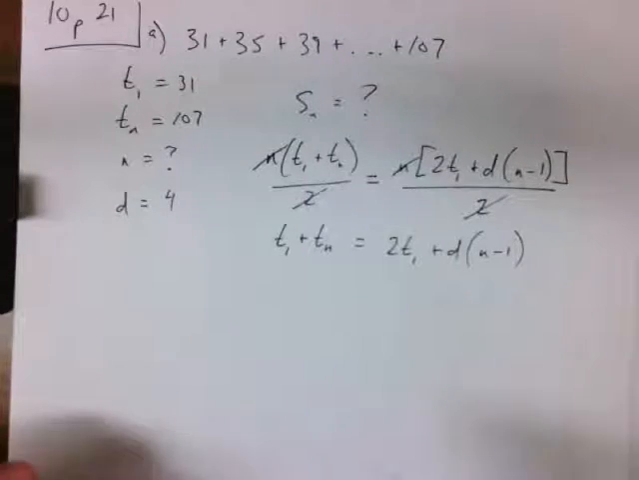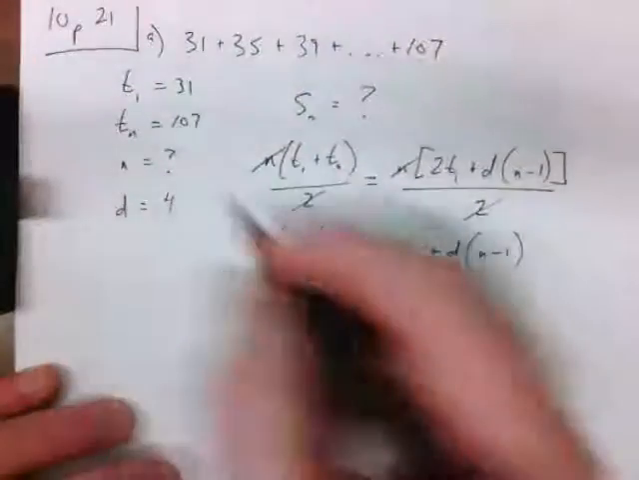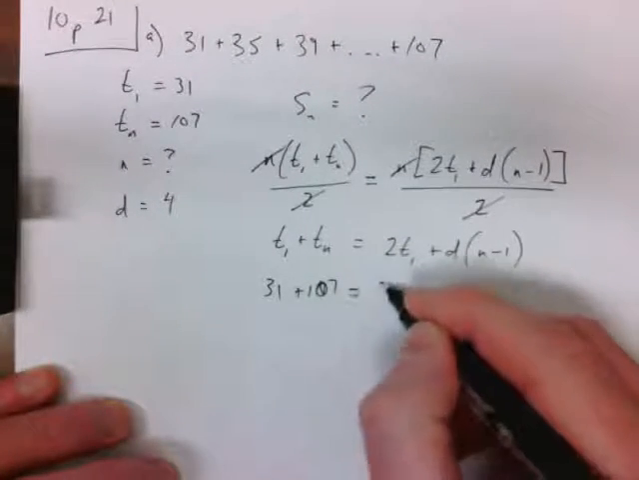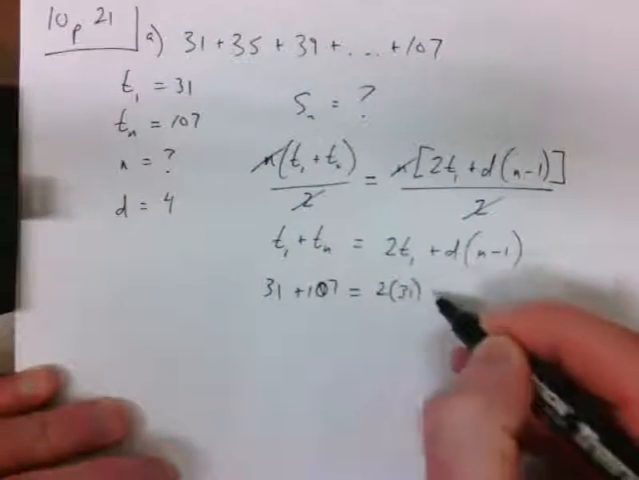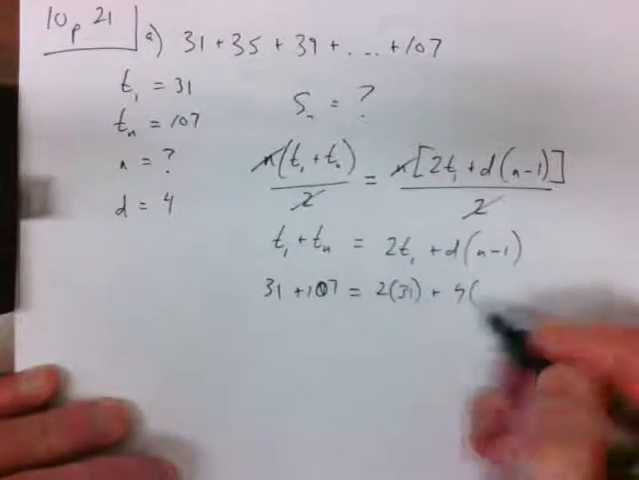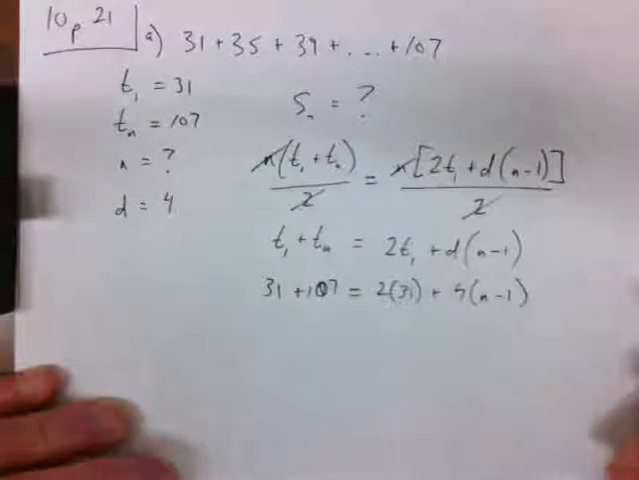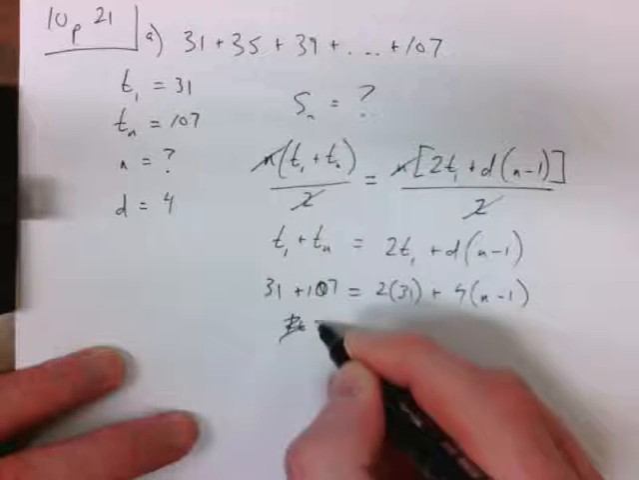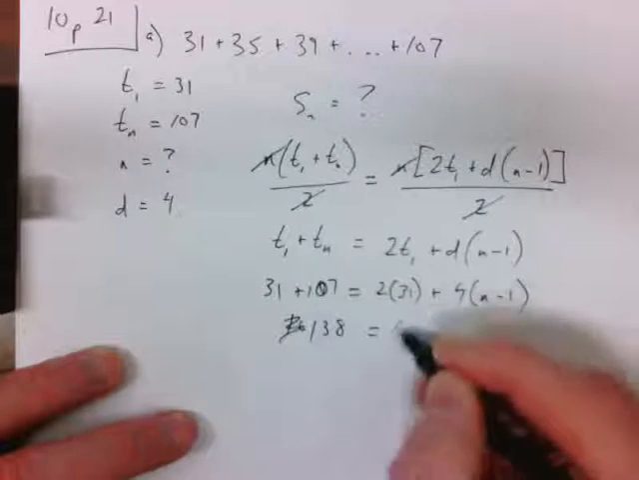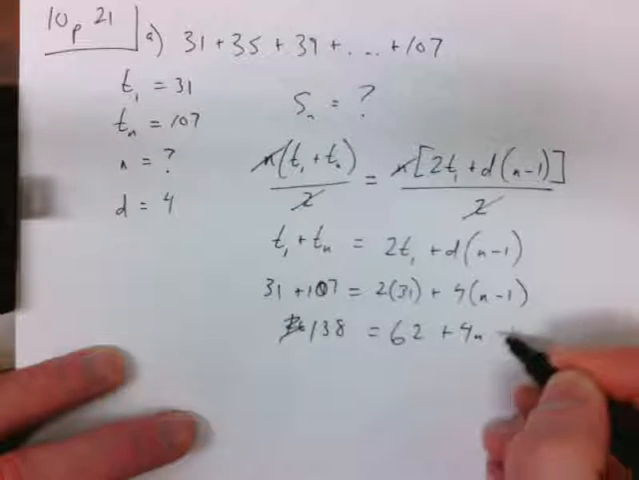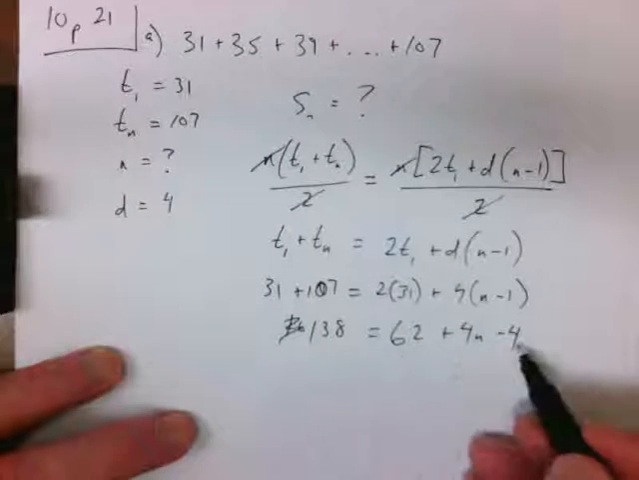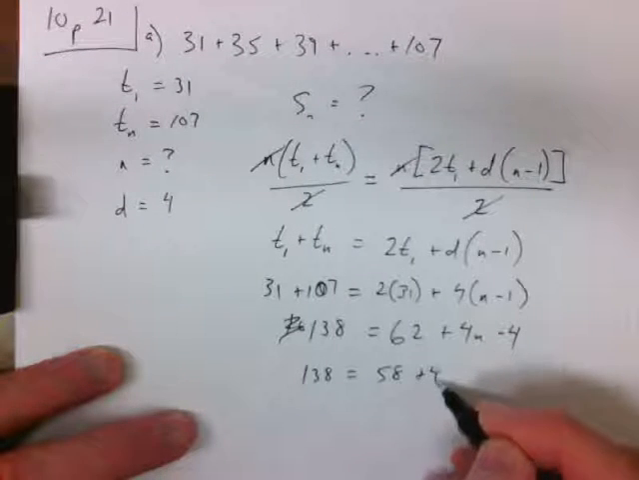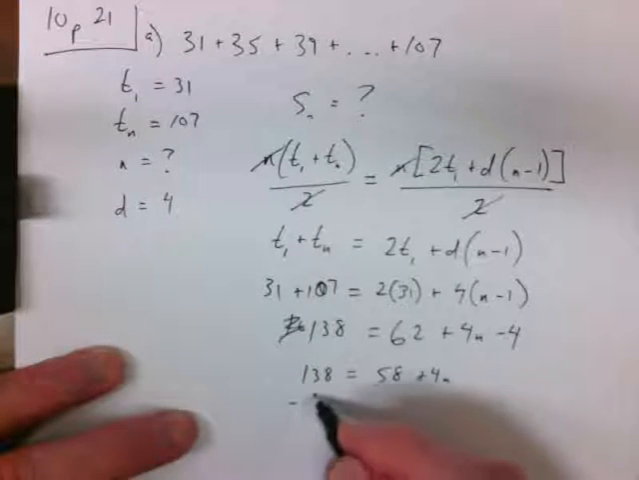Okay, sorry, was on the phone. Now we're going to plug in what we know. t1 is 31, tn is 107, 2 times 31 plus d, which is 4, times n minus 1, where n we don't know. All right, let's do some simplifying. 31 plus 107 equals 138. 2 times 31 is 62, plus 4n minus 4. 62 minus 4 is 58. 138 equals 58 plus 4n. 138 minus 58.